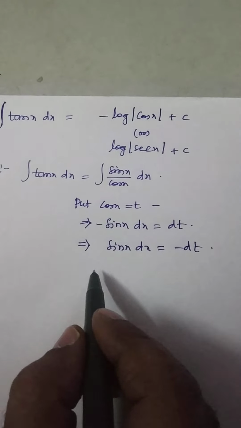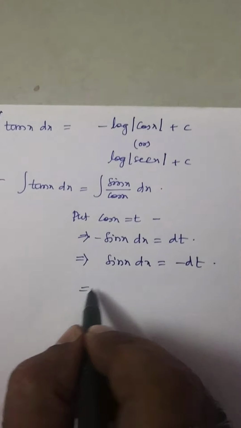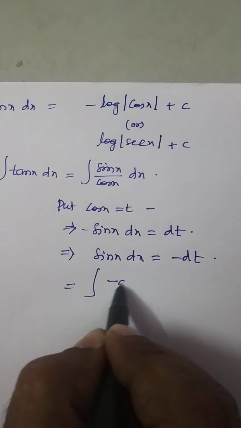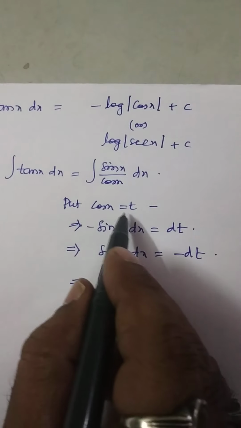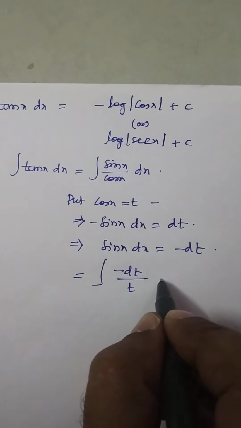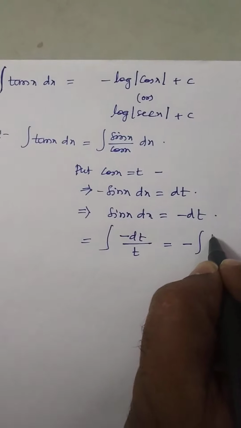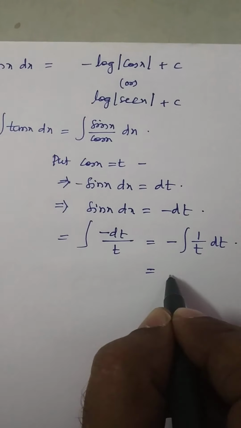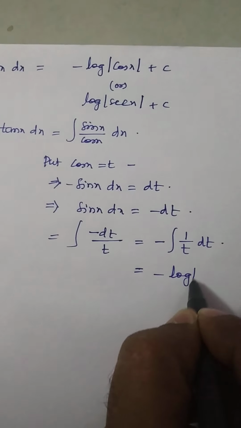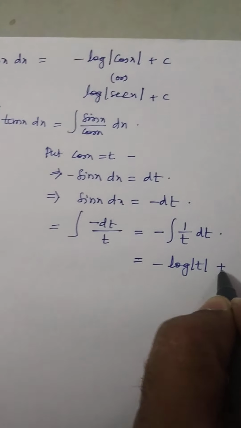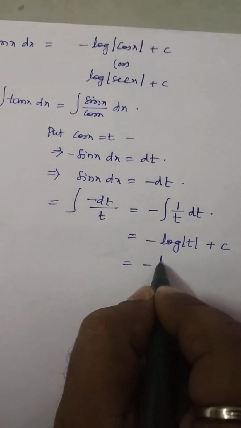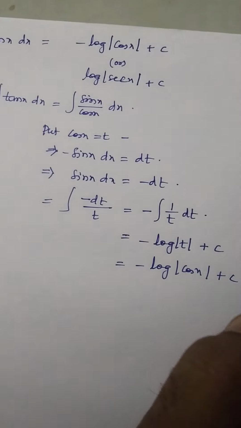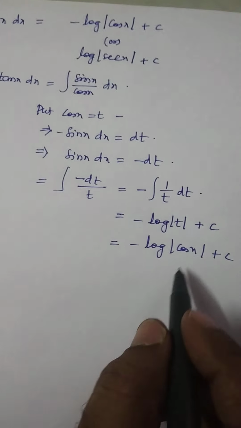So now going back to the given function, this is equal to integration of sin x dx, which I got as minus dt, by cos x, which I had assumed as t. So finally what I am going to get is minus integration of 1 by t dt. So that is equal to minus of log t plus c. That is equal to minus of log of cos x plus c. Or even we can write this as secant x also.